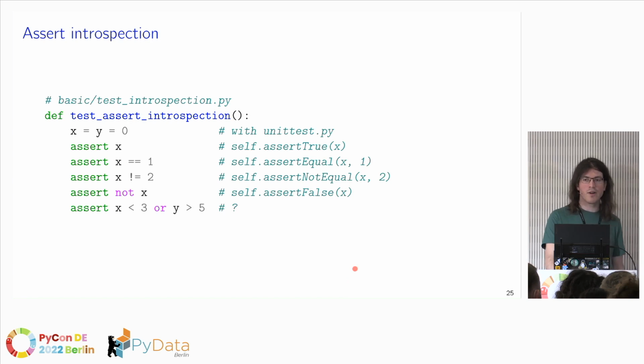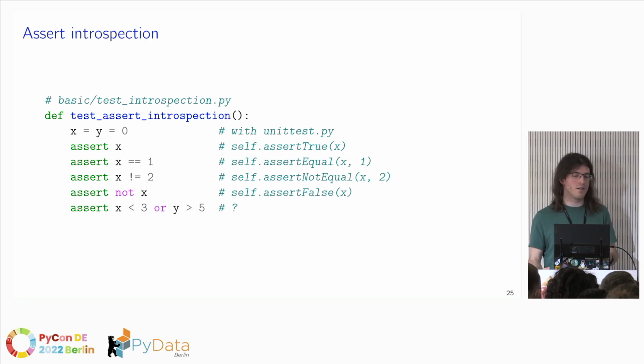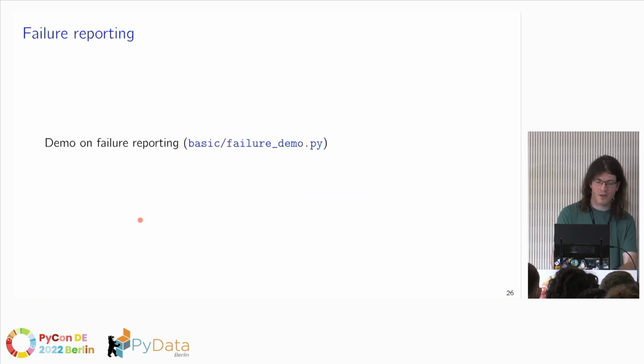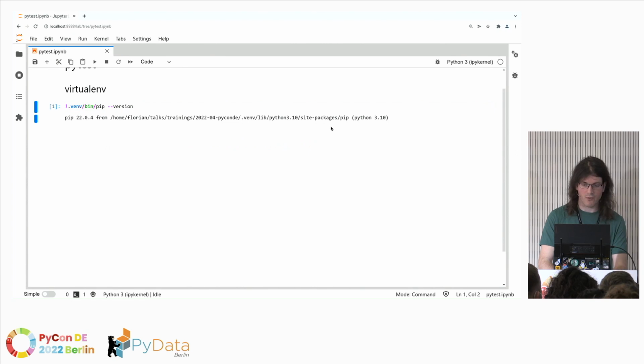So as you already saw on the previous slide, you can use the plain assert keyword with PyTest instead of those assertTrue, assertEqual, assertNotEqual, assertFalse methods. And you can even combine them. Basically, any expression you could use with an if, you can also use with an assert. Now, if something goes wrong, then PyTest will give you a lot of information about what's going wrong.